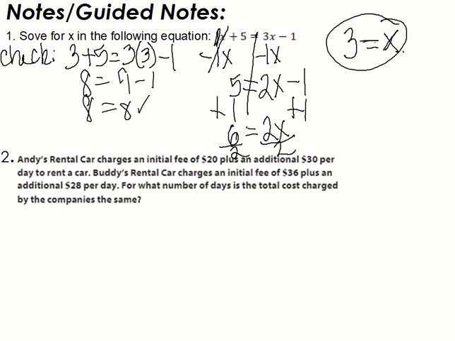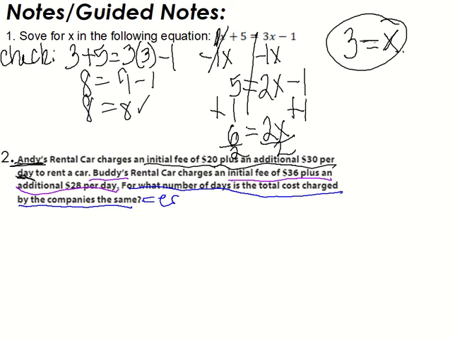So number 2 is a story problem. Andy's rental car charges an initial fee, so that's the starting fee, of $20 plus an additional $30 per day to rent a car. That's Andy's. Buddy's rental charges an initial fee plus an additional $28 per day. The question says, for what number of days is the total cost charged by the companies the same? Remember, same meaning equal.